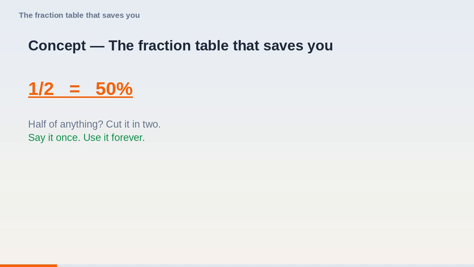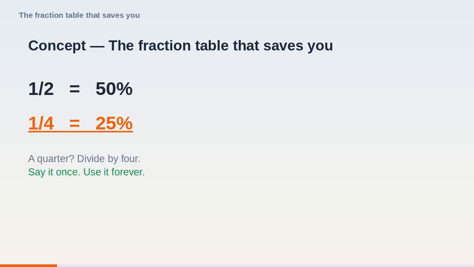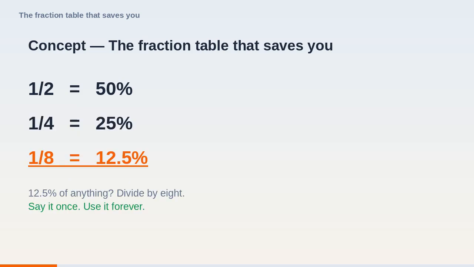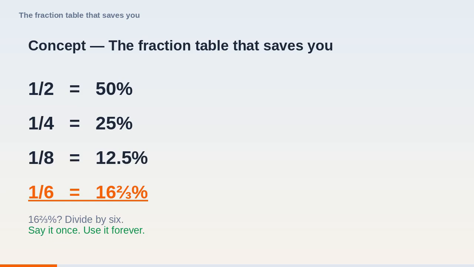Alright, so here's the thing. You don't need every percentage memorized. Just the awkward ones the exam writes on purpose. Half is 50. A third is 33 1/3. An eighth is 12.5. A sixth is 16 2/3. Here's the trick, 12.5% of anything? Divide by 8. Feel how unfair that is once it clicks.